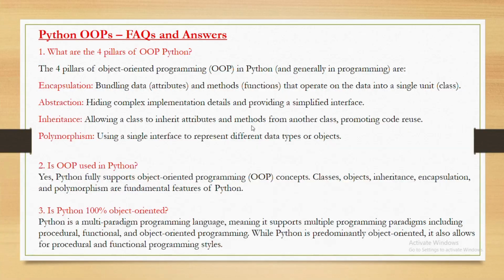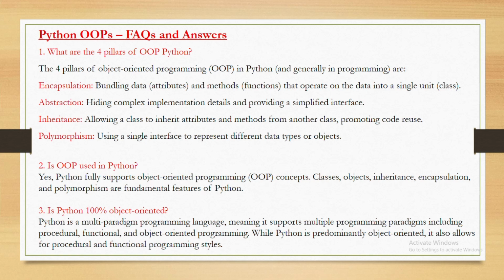Okay. So now we are entering the Python OOP frequently asked questions and answers in the interview, for you to also be able to understand what we just studied. The first thing is, what are the four pillars of object-oriented programming? OOP means object-oriented programming in Python. So there are four pillars of object-oriented programming, in Python and generally in programming, and you will see it in all programming languages.